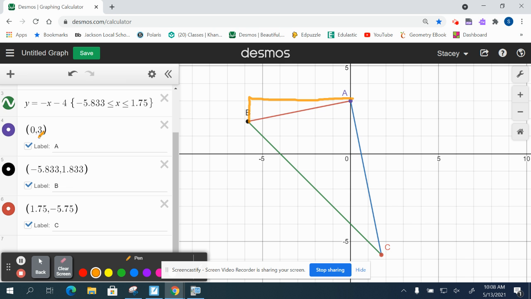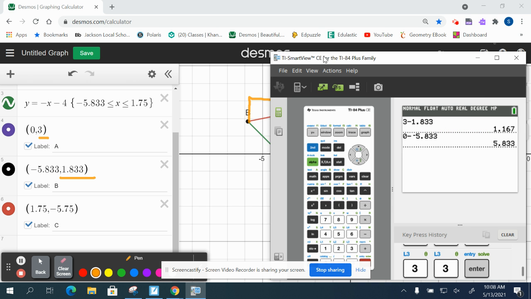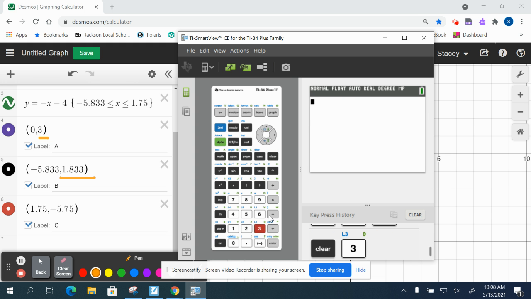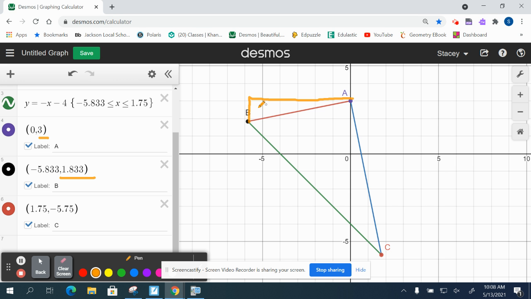So that would be 3 minus 1.833. So I'm going to take my calculator, and I do show it here. I'm going to just do it again. 3 minus 1.833, and I get 1.167. And then for AB for the x's, I'm going to subtract the x's.